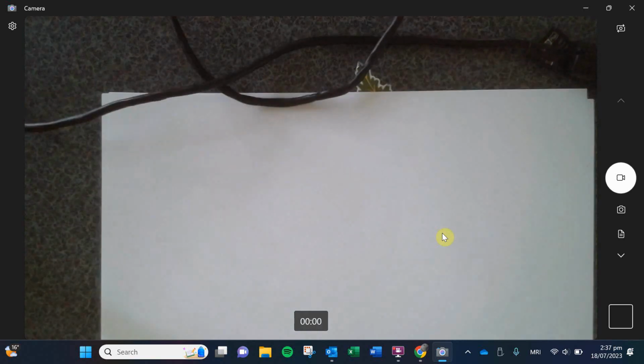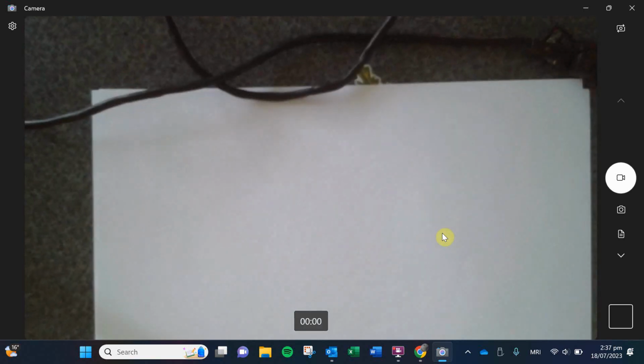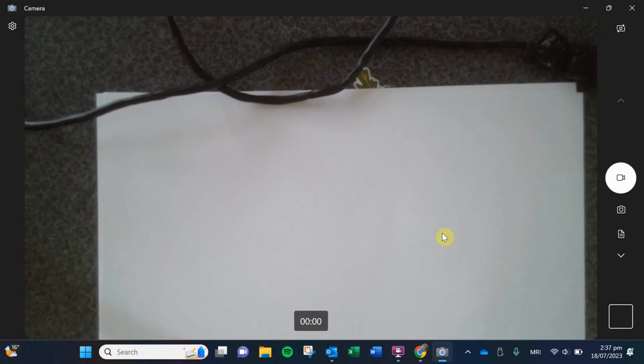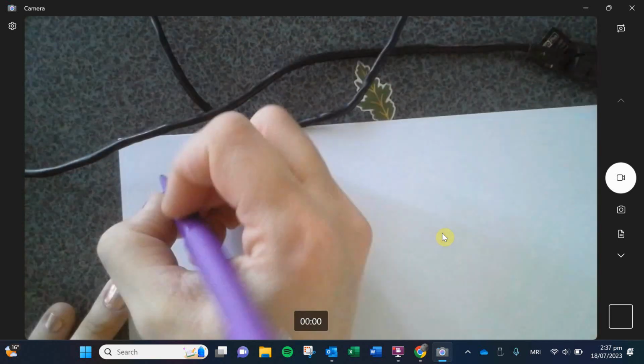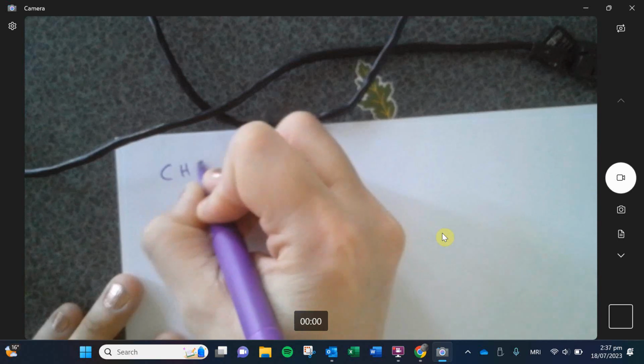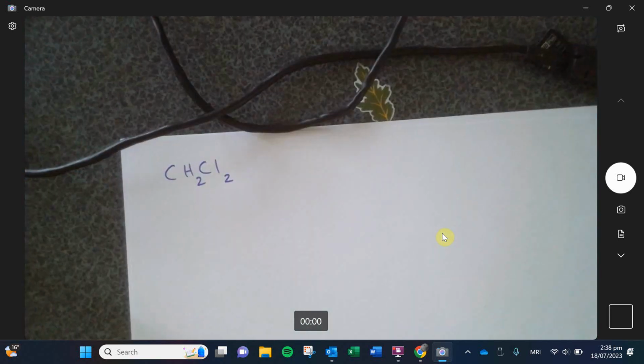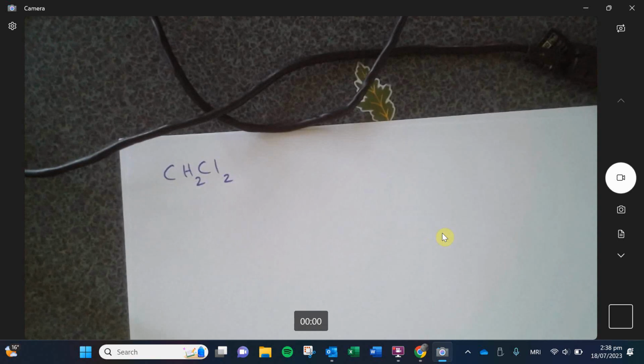All right, the second example that I will do, getting a little bit bigger as a molecule, is CH2Cl2. So that's my next molecule as my example.